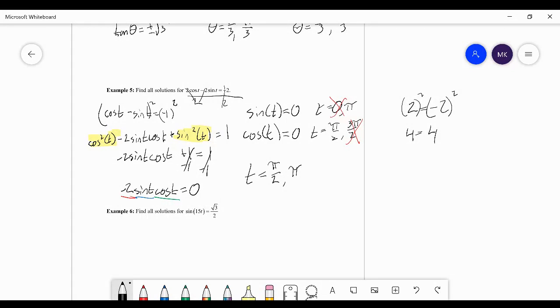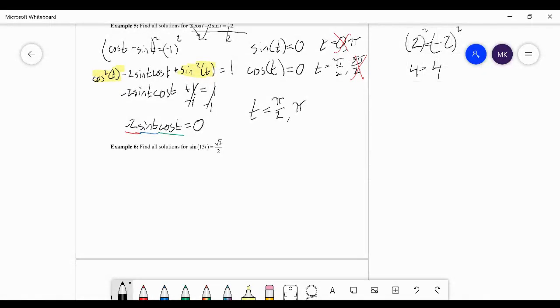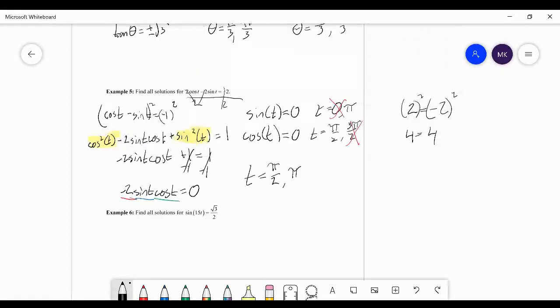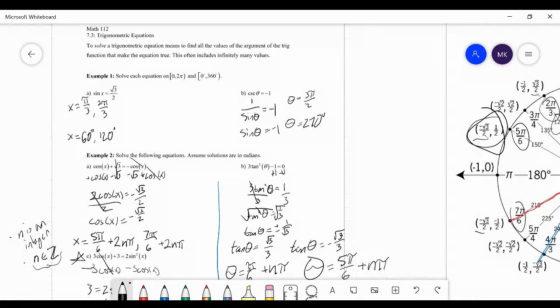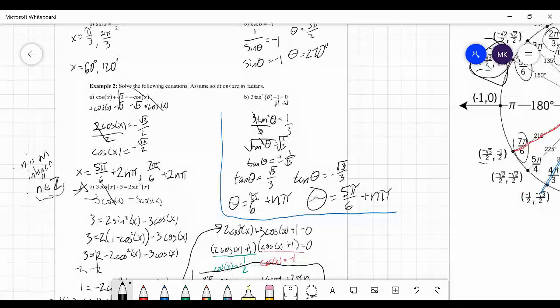Okay. Now, let's do example 6. Example 6 is really easy, and the reason is because we aren't doing anything too crazy. We're just solving sine of 15t equals root 3 over 2. The first step is to essentially ignore the 15t and just solve sine of theta equals root 3 over 2. In solving that, which I believe was our first problem, we get pi over 3 and 2 pi over 3.